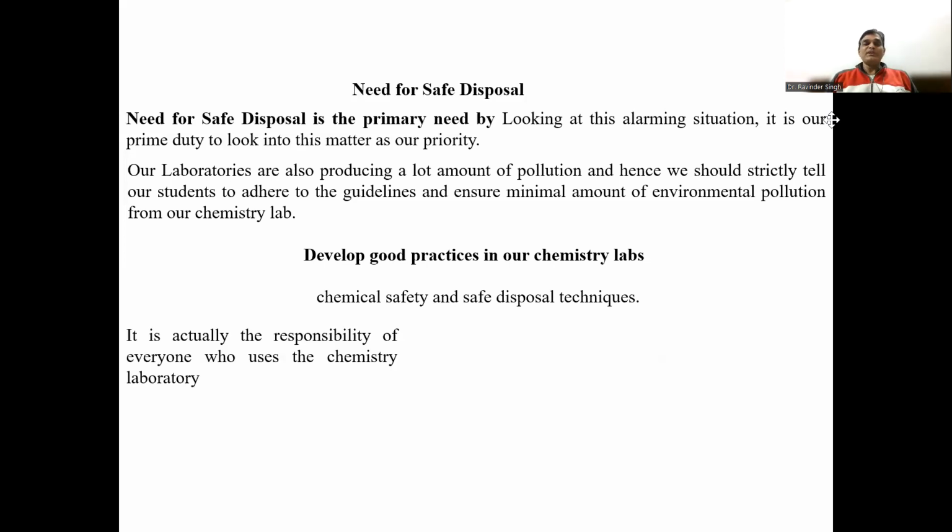So it is actually the responsibility of everyone, not only the chemistry teachers, but all the teachers working in the institution. All must be aware, and all must restrict the students to use the chemicals in a particular way so that it causes the least pollution. It is actually the responsibility of everyone who uses the chemistry laboratory. That may be the laboratory attendant, that may be the sweeper, that may be the student.